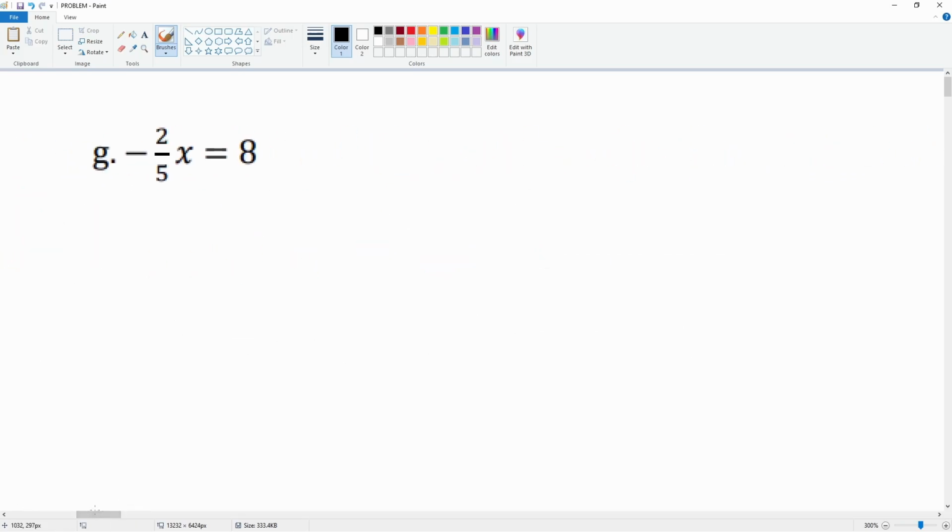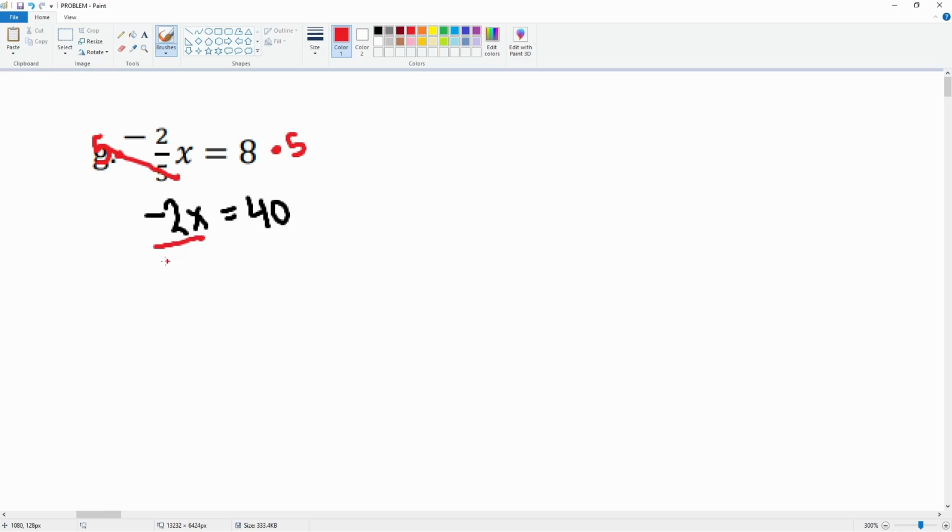Let's look at G here. A lot of people get tripped up because of this negative. Save yourself time and just put it onto the top. So we have a divide by 5 here, so we're going to multiply by 5 to both sides. This cancels, leaving you with a negative 2x is equal to 40.